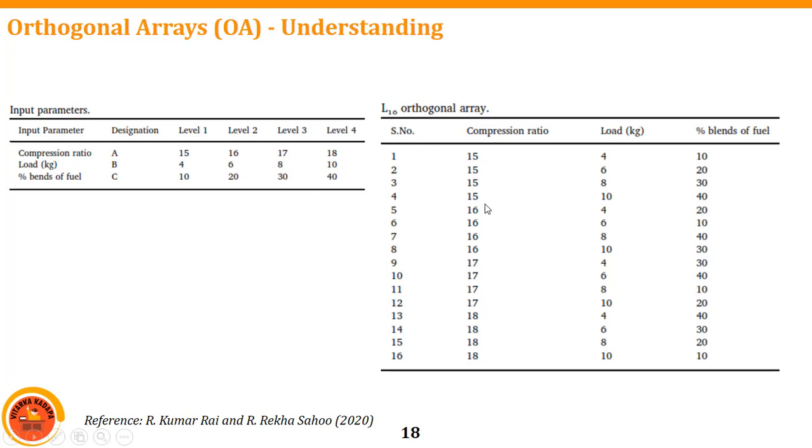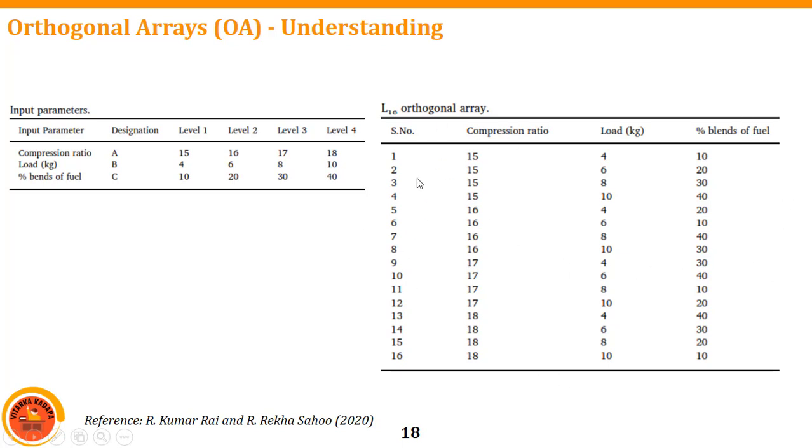L16. See, compression ratio at 4 levels. Again 4 levels, again 4 levels, again 4 levels. The 4 is unique in this particular column, is it or not? That is the beauty of the Taguchi orthogonal array. Similarly, load also you can see 1, 2, 3 and 4. Each level appears 4 times. Similarly you can take the 10 also, level 4: 1, 2, 3, 4. So this is the orthogonal array which they have formulated.